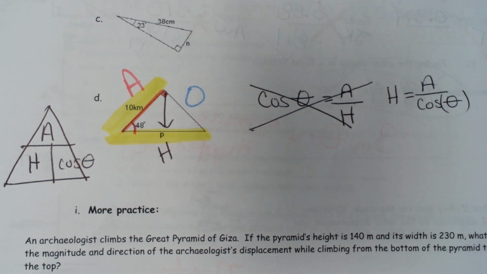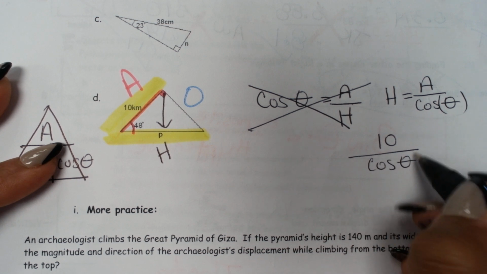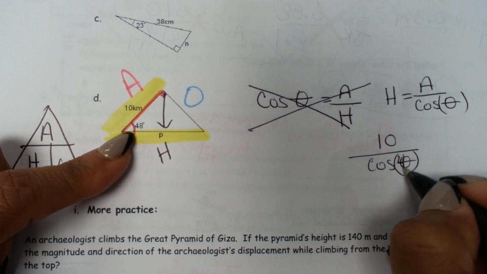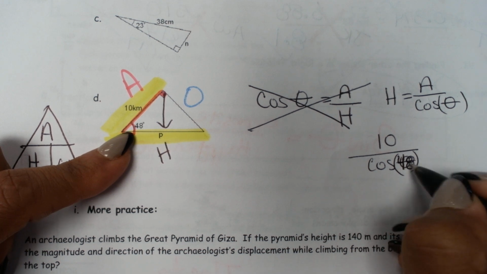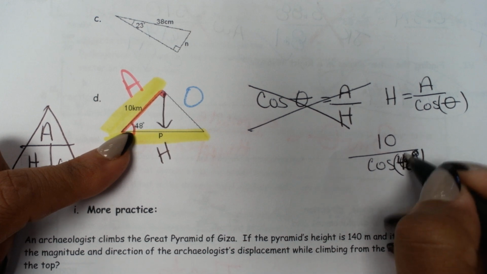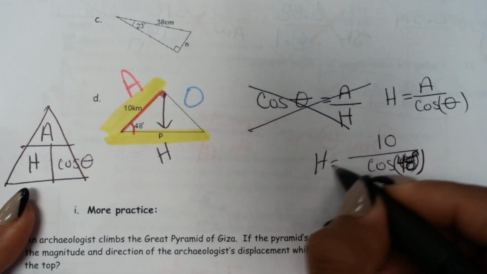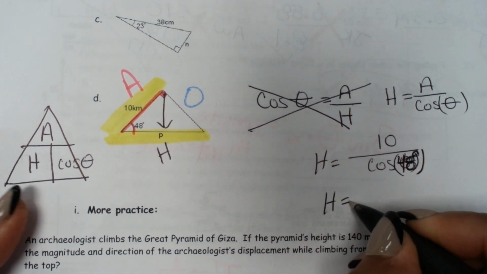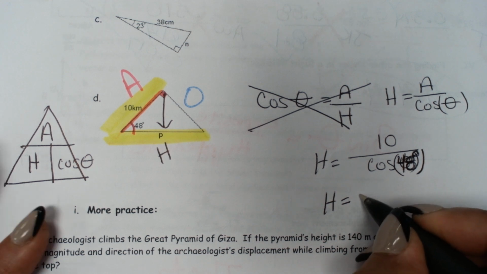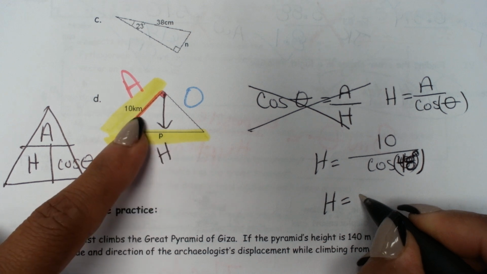Plug in your numbers. 10 over the cosine of the theta, which is 48 degrees. So, Miss Wells, what'd you get? And I'm looking for my hypotenuse, so it better be bigger than 10.